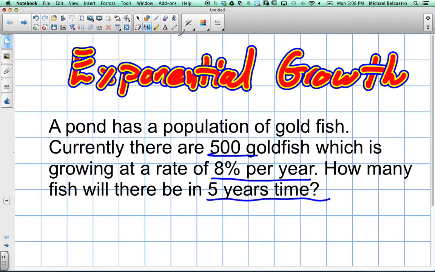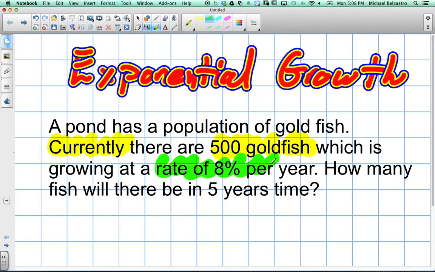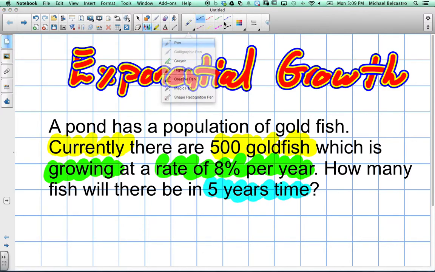So whenever I do a word problem, I usually read it once, and then the second time through I highlight any of the information. So I read it again. A pond has a population of goldfish. Currently, so right now, there are 500 goldfish. It's growing at a rate of 8% per year. Growing is important because it tells us whether it's increasing or decreasing. Growth or decay, right? Exactly. And then they want to know how much it'll be in 5 years' time. So these are the three. I've highlighted them per color.